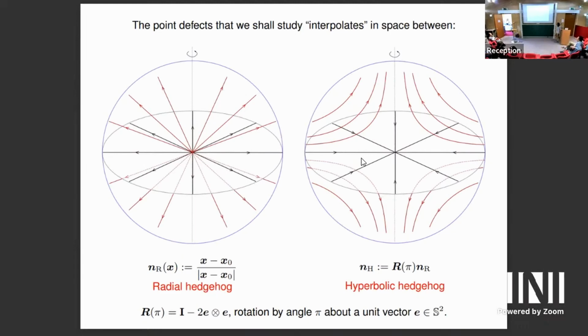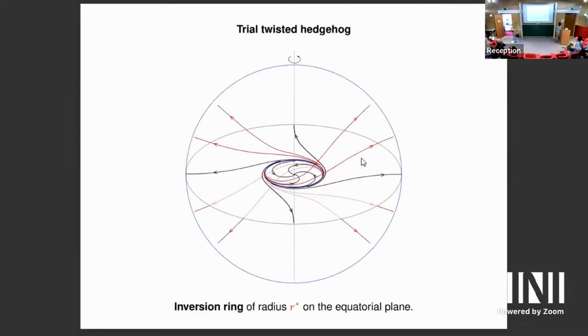And the radial hedgehog is described by the director field, which has a point defect at the center of the ball. And the hyperbolic hedgehog is formally obtained by applying a rotation by angle pi to the radial hedgehog about the unit vector which is the symmetry axis. Our twisted hedgehog wants to interpolate in space between the radial hedgehog and the hyperbolic hedgehog.